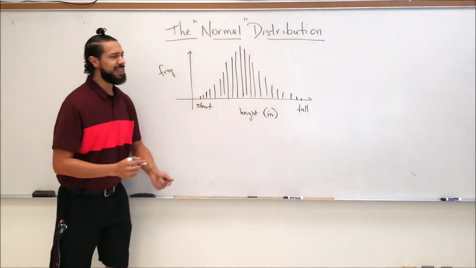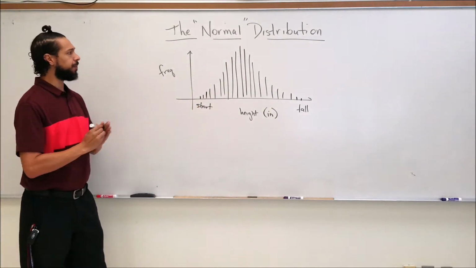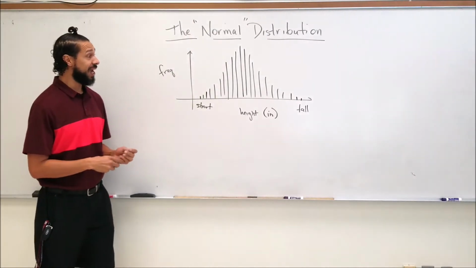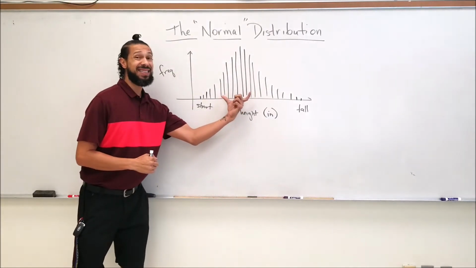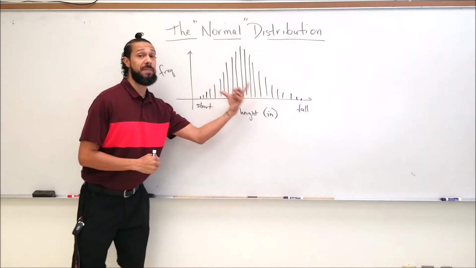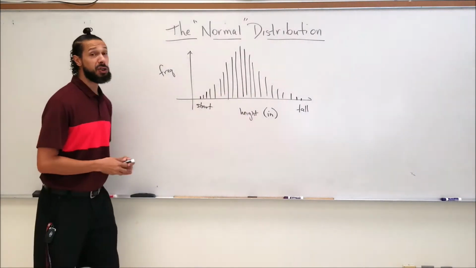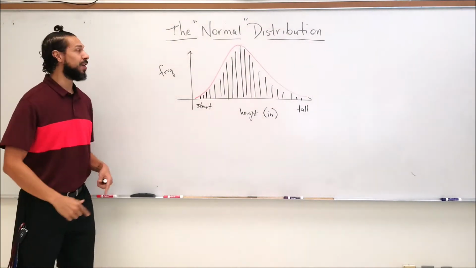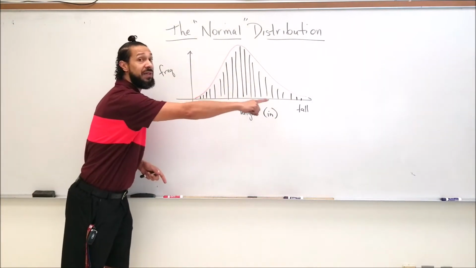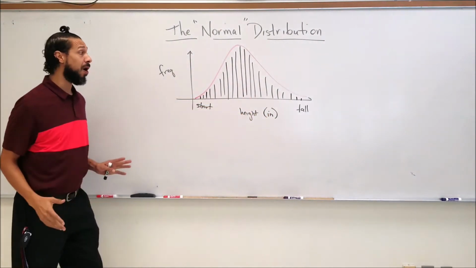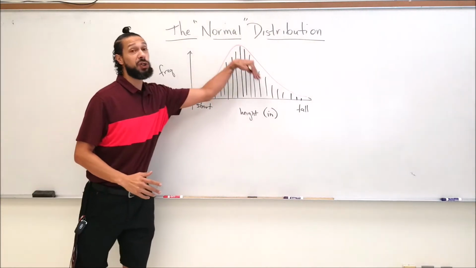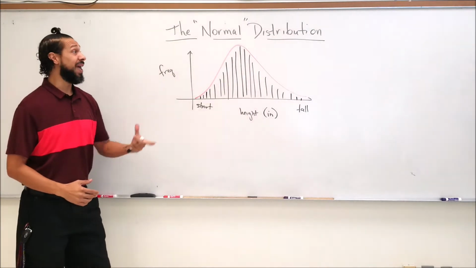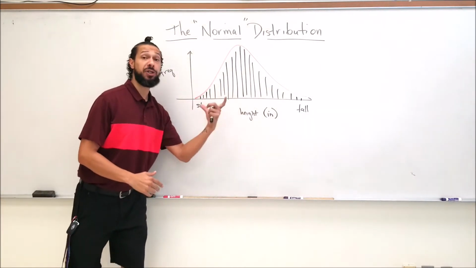Now, look at this distribution here. Looks pretty symmetric. Looks like most of my data is centered around the middle. Now, if I were to draw a curve like this, to kind of give the pattern of the frequency bar graph, here we have what's called a bell curve. It looks kind of like a bell, and this introduces our normal distribution.